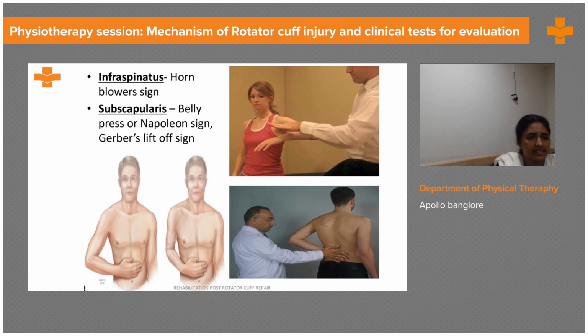So the subscapularis tests: the belly press test, or Napoleon sign. As you all know, ask the patient to press the hand against the abdomen, and you can keep your hand in between the belly and the patient's hand and see the resistance offered compared to the normal side. In the lift-off sign, the patient's hand is taken passively into adduction and internal rotation, and we ask the patient to maintain the position. If the patient is not able to maintain that internal rotation position and the hand falls back, it is positive.